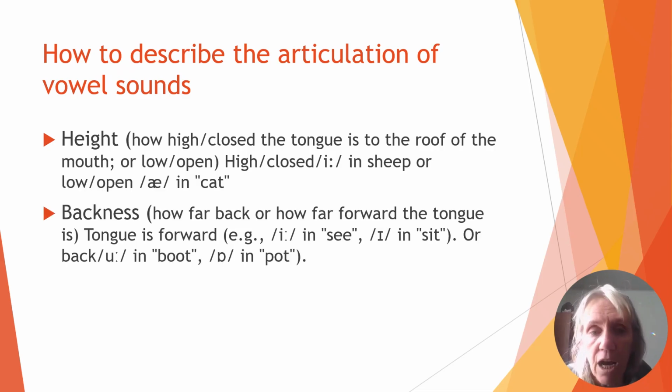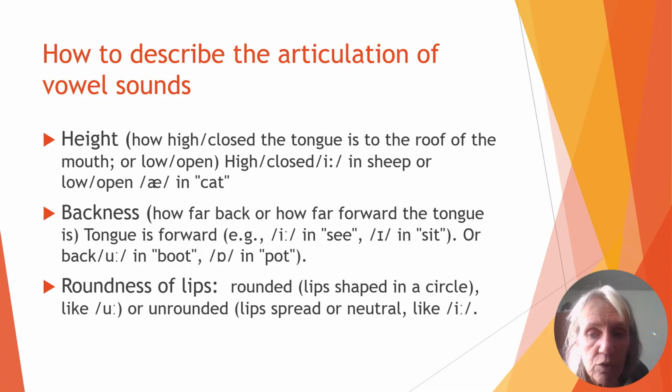I can also use something called backness or frontness, but we tend to say backness. How far back is the tongue, both the tip and the blade, when I'm speaking? Is it pulled back or is it forward? When I say the E in green and the I in sit, I know that the tongue is forward. Those two bring the tongue forward. When I say the oo in boot, the tongue is back. When I say the ah in pot, the tongue is back.